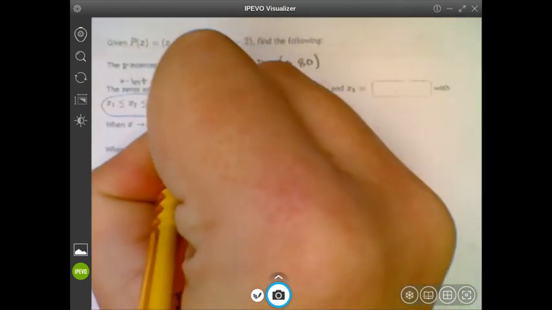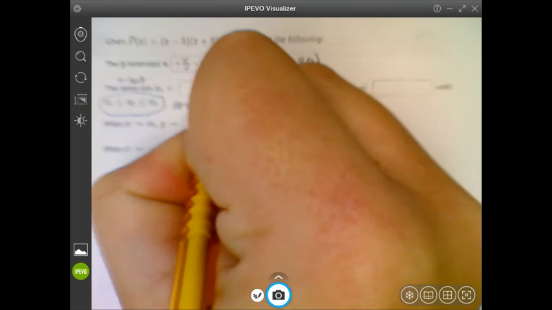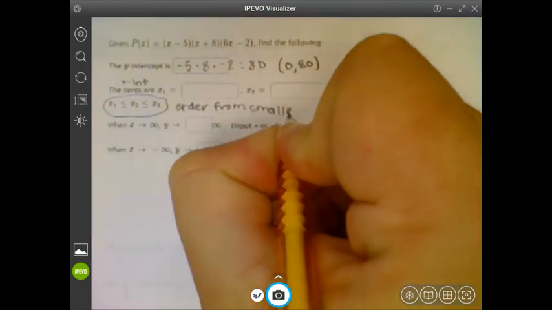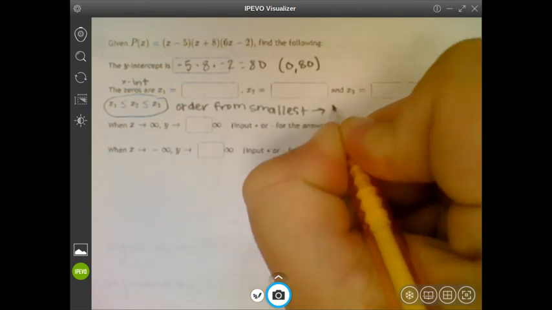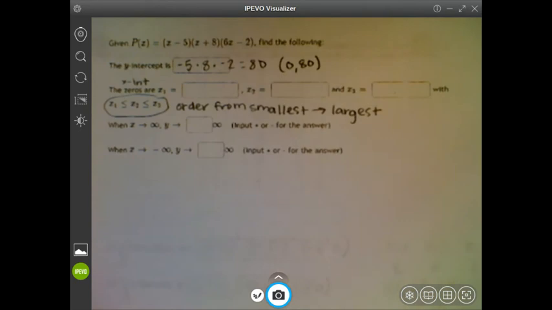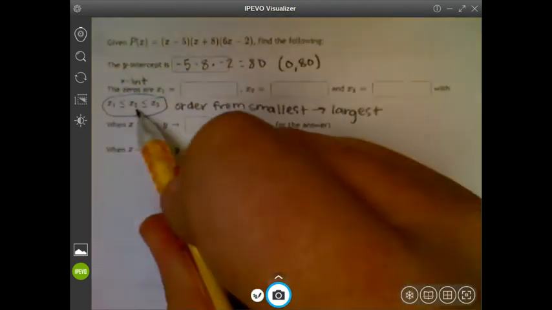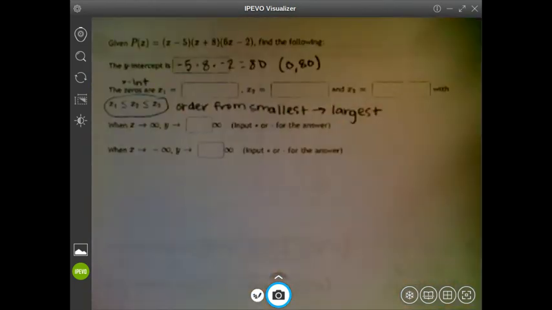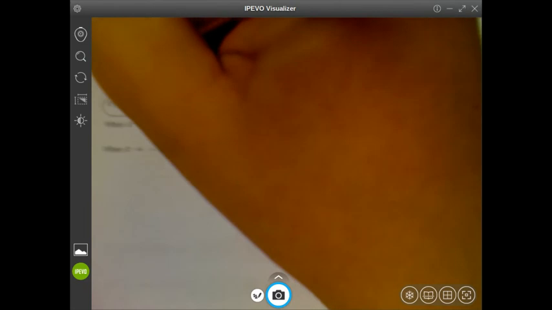And what that means is it wants you to put them in order from smallest to largest. So on the other ones, it said, hey, just list them. But on this one, it's saying put them in the specific order from smallest to largest. That's what that inequality means in terms of x1, x2, x3. And so your x-intercepts are at +5, -8.